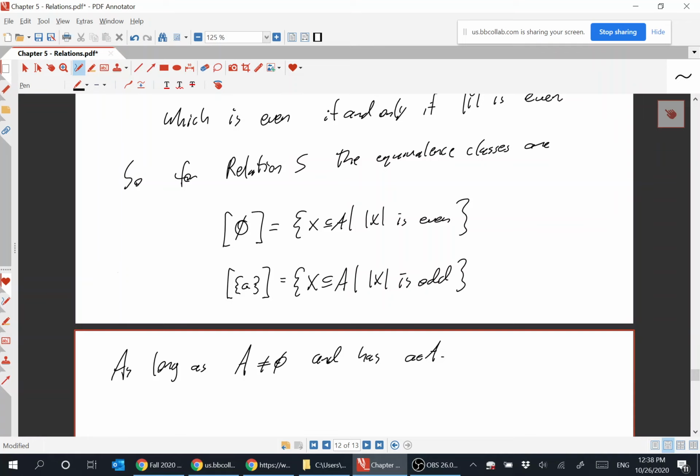So yeah, that equivalence relation, it's interesting. It's kind of hard to show it's an equivalence relation, but it's reasonable to show that it is, and the equivalence classes are just two of them, just the subsets of odd order and the subsets of even order.